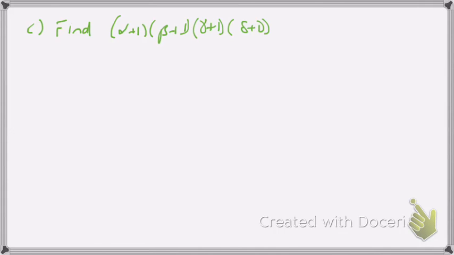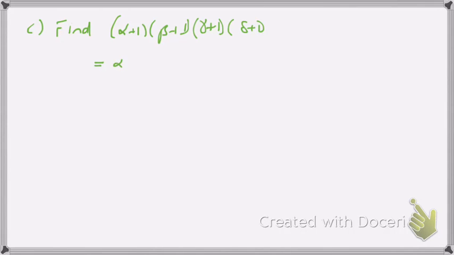Next one I'll do, I want to find alpha plus 1 times beta plus 1 times gamma plus 1 times delta plus 1. Oops, didn't need the last. So, rather than finding alpha, beta, gamma, delta, which would be painful, I expand.